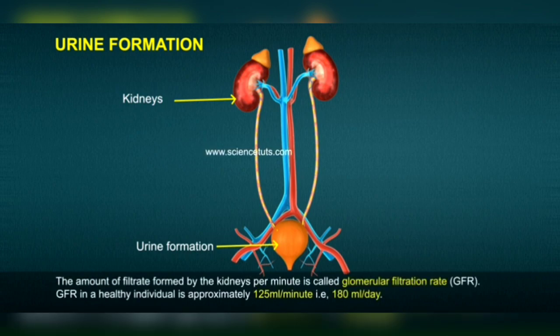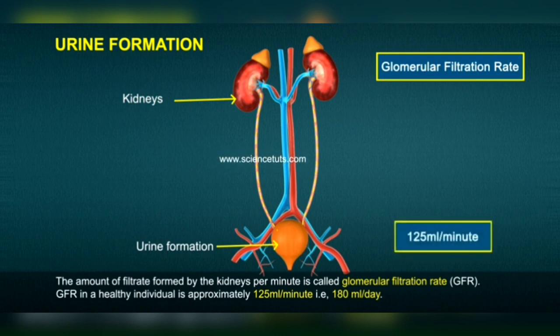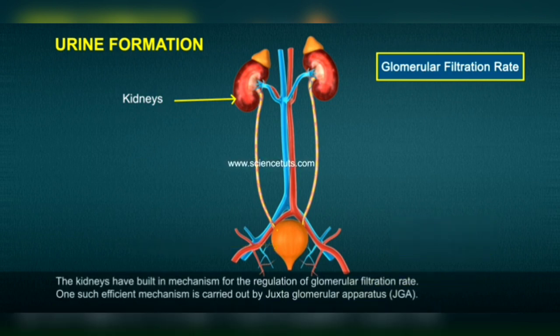The amount of filtrate formed by the kidneys per minute is called glomerular filtration rate, GFR. GFR in a healthy individual is approximately 125 milliliters per minute, that is 180 liters per day. The kidneys have a built-in mechanism for regulation of glomerular filtration rate. One such efficient mechanism is carried out by the juxtaglomerular apparatus, JGA.